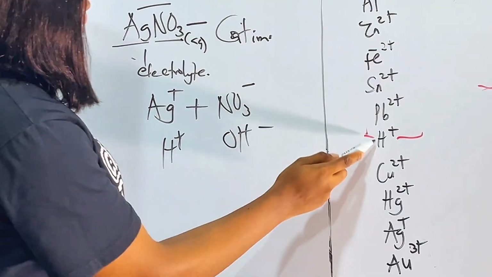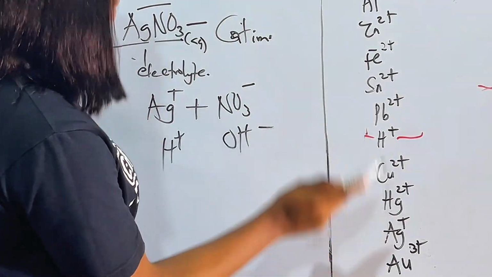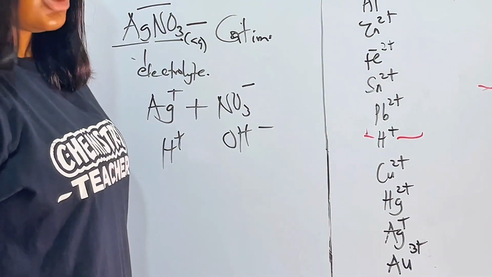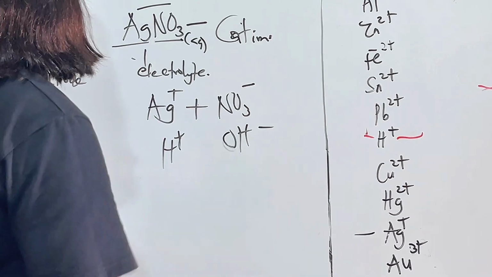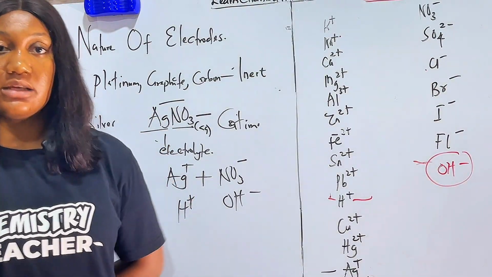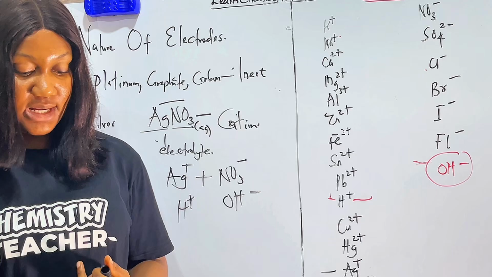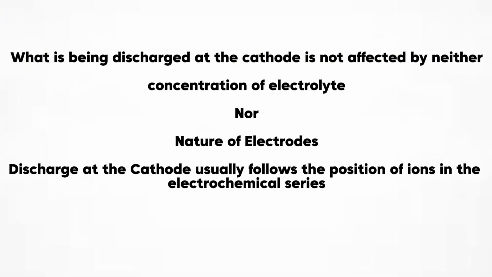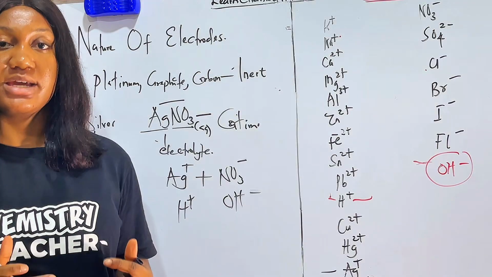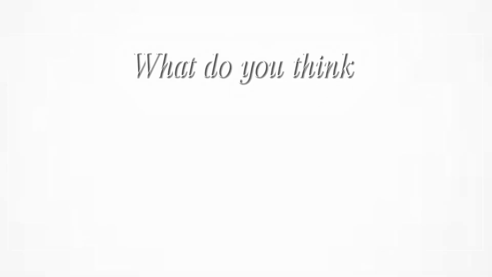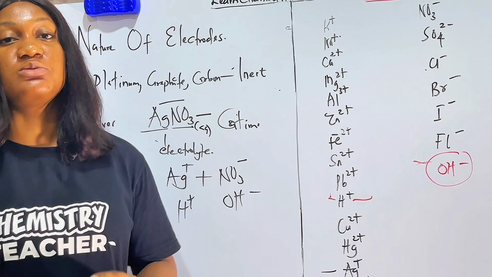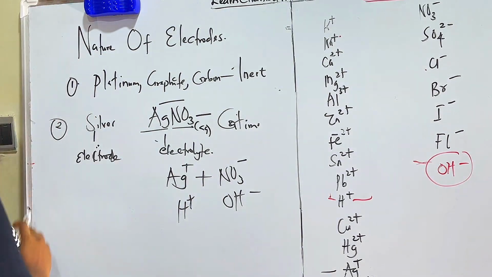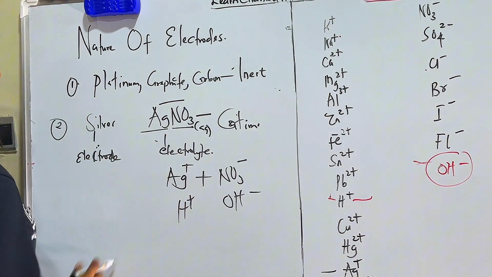Now, let's come here. This is hydrogen, this is silver. Between hydrogen and silver, which is more below in the electrochemical series? Silver is more below, so silver is going to be discharged at the cathode. So your cathode is not affected, whether it's concentration or nature of electrode. What is deposited at the cathode is spared. I'm going to come to where I explain what is not spared at the cathode. However, for all of these things I've mentioned, your cathode is spared. So silver is going to be deposited at the cathode.